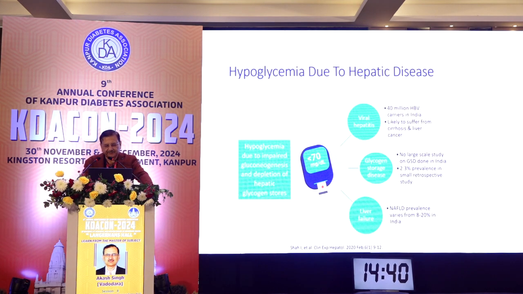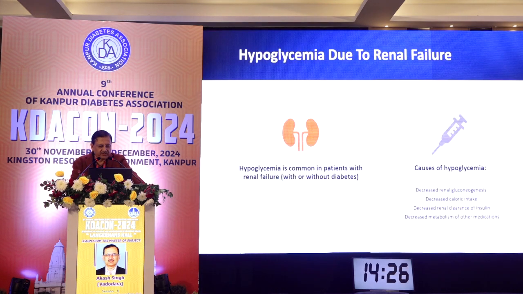causes of hypoglycemia. Now the reason for hypoglycemia due to hepatic disease is that in chronic hepatic disease, the glycogen storage is gone, and basically there is impaired gluconeogenesis, and this leads to an increased propensity for hypoglycemia.